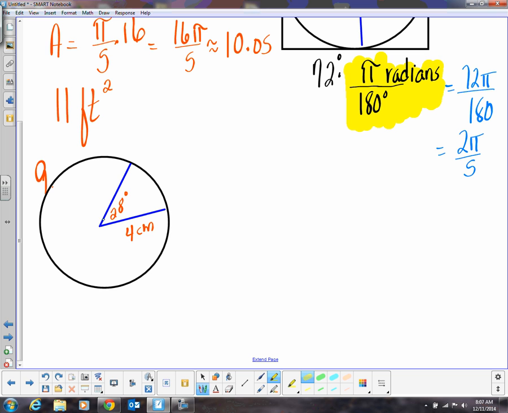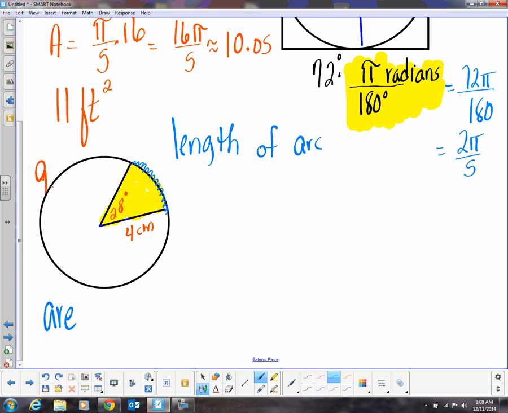If you don't read the question and you see this shaded, what do you think you're supposed to do? Find the area? Just because this is shaded doesn't mean you're going to do area. In fact, it says what is the length of the arc? It's 28 degrees. Length of arc. That would be the arc of this. Now, let's talk about that. There's a difference between arc measure, which is done in degrees, and arc length.